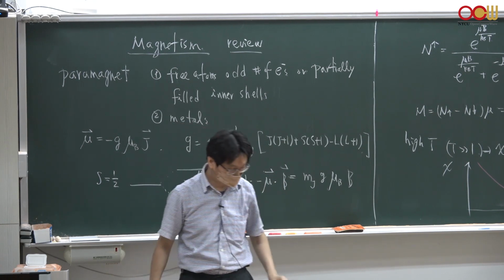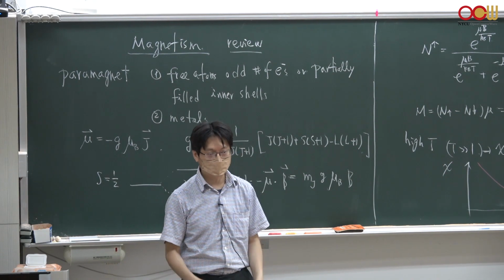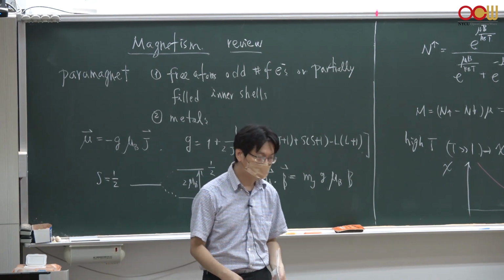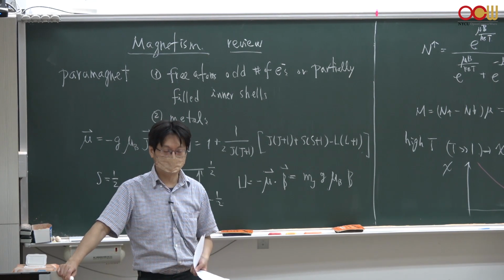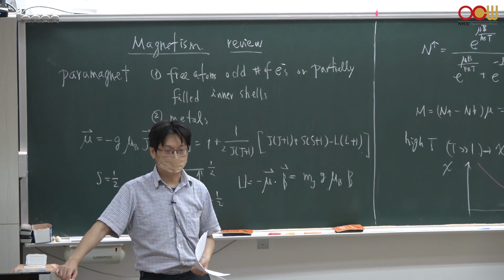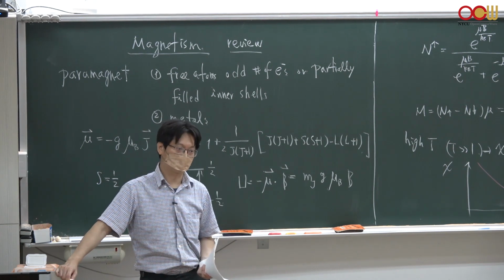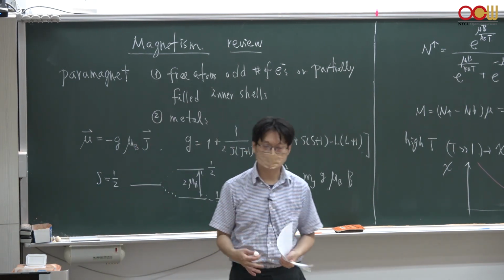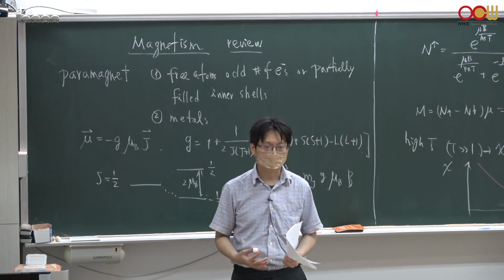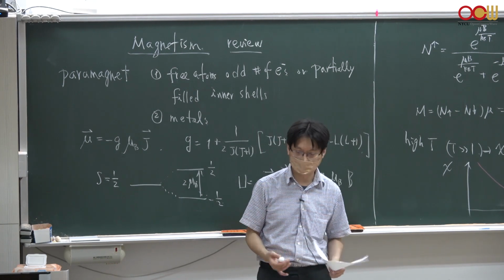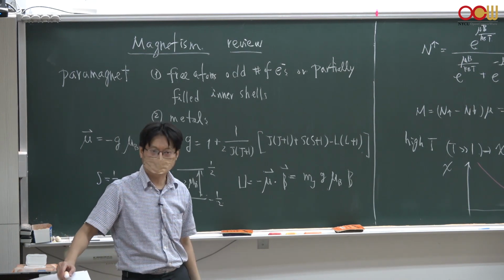Okay, so let's continue. Last time we reviewed Hund's rules and what electronic configurations look like in realistic materials, and we know that these electrons or spins should follow Hund's rules. For partially filled levels or shells, we have a net magnetic moment, and that is the source of all these magnetic orders.